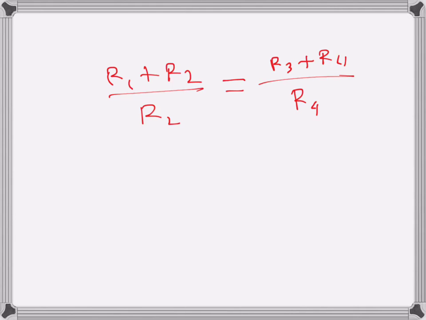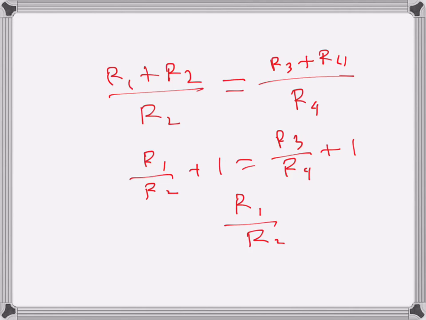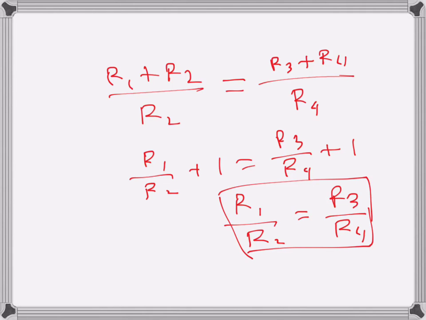So if I just write it as a fraction, R1 over R2 plus 1 is equal to R3 over R4 plus 1. So these two 1s get cancelled. We get a relation like this: R1 over R2 equals R3 over R4. So this is the relation we get.